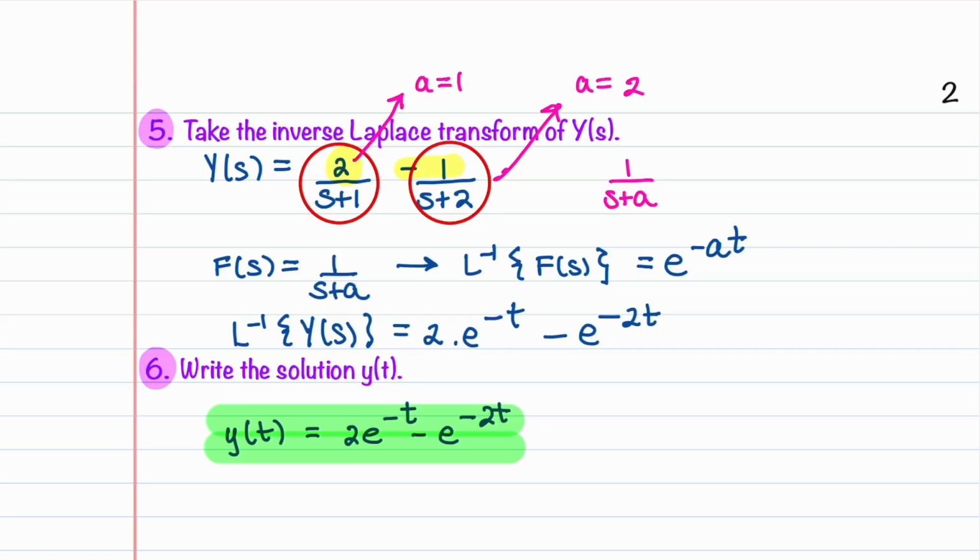The really nice thing about using Laplace transforms is that the initial conditions are built into the problem, so we don't end up with a C1 and C2 that we have to solve for at the end. And that's it. You now know how to solve an initial value problem using Laplace transforms. You should now be able to work through some practice problems on your own.